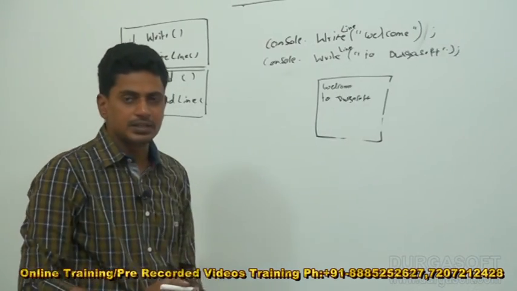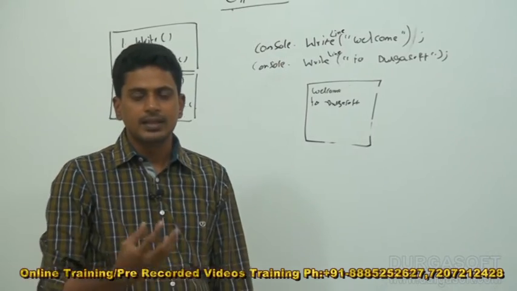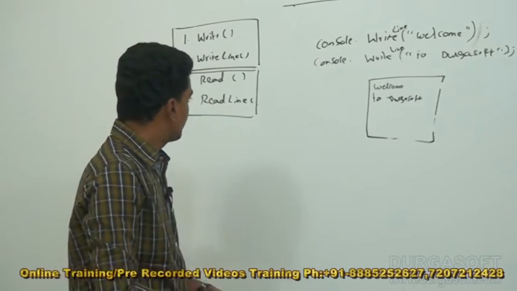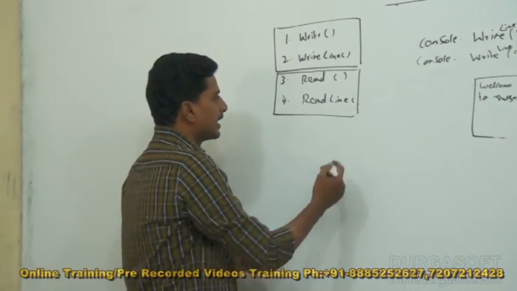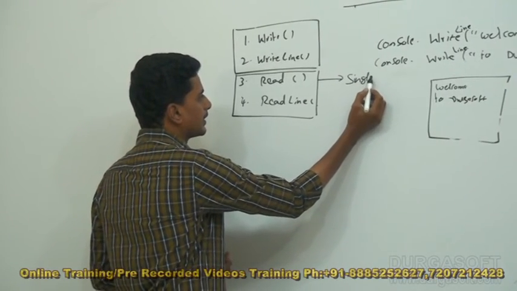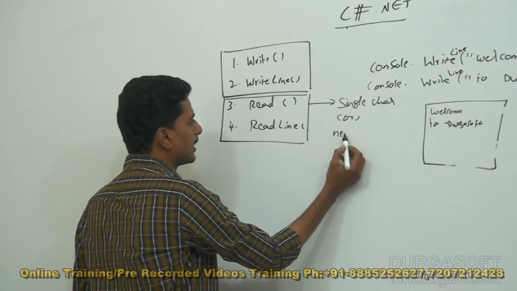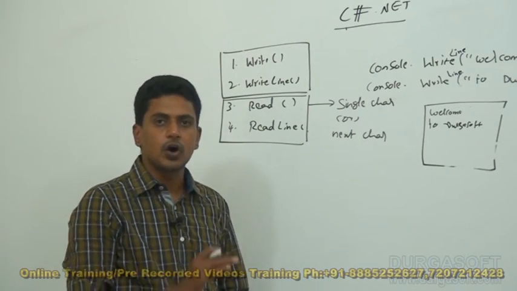Whenever you are giving values at runtime in a console application that you want to read, we can use the read and read line methods. But the main difference between read and read line we will discuss now. The read method will read a single character, or the next character.